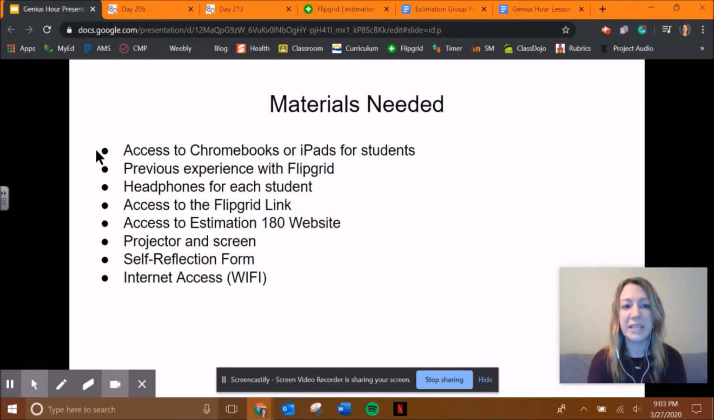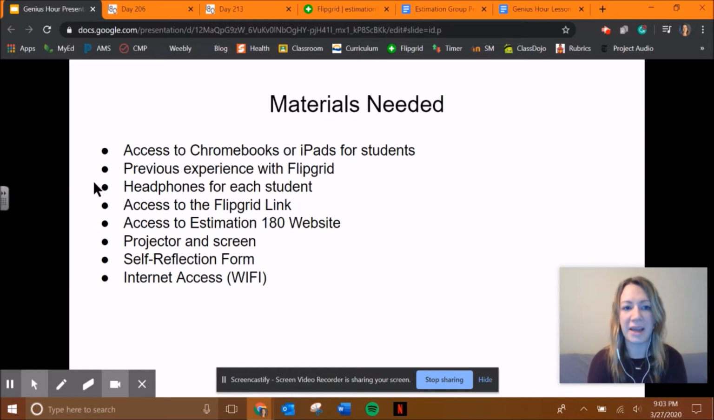Some materials needed is the students will need to have access to Chromebooks or iPads. The students are going to be in small groups and they'll only need one piece of technology per group, so you won't need to have a full class set. They will also need to have previous experience with Flipgrid. If they don't, that's okay. You probably just won't be able to fit this lesson into the 3 60-minute blocks. You'll need some more time to go over Flipgrid expectations.